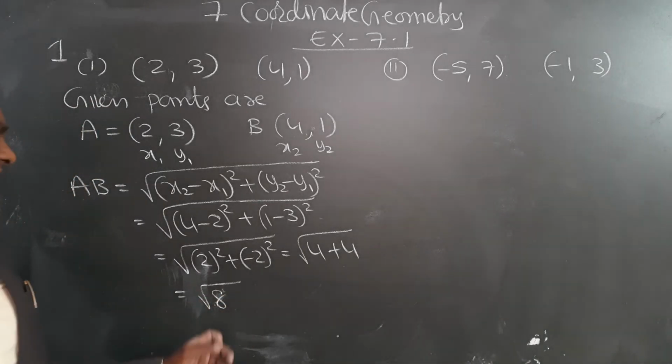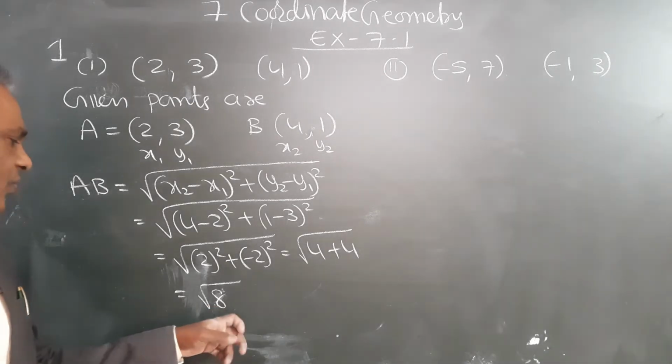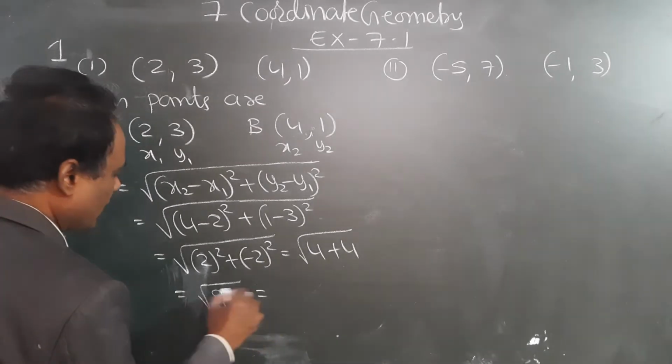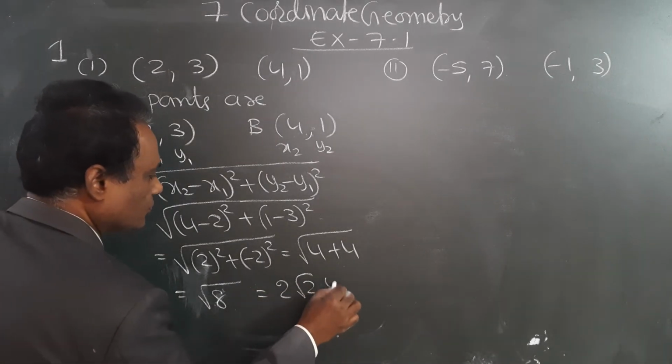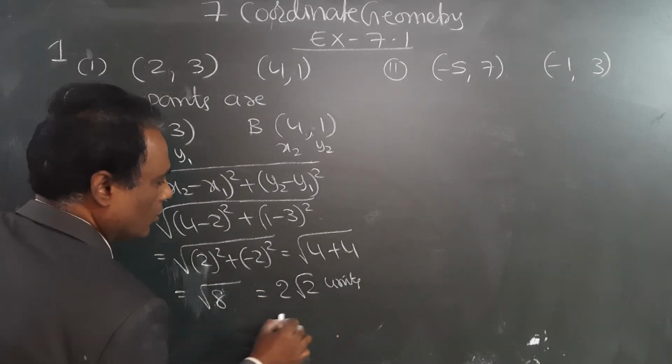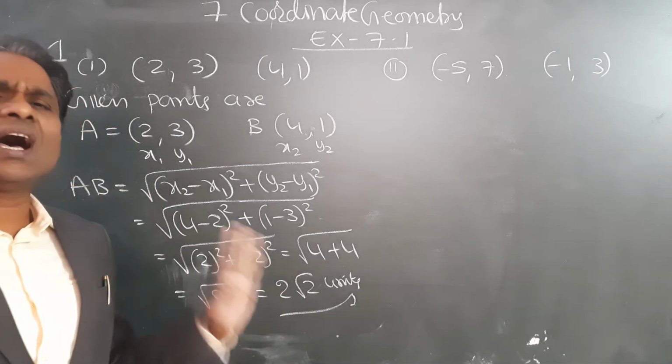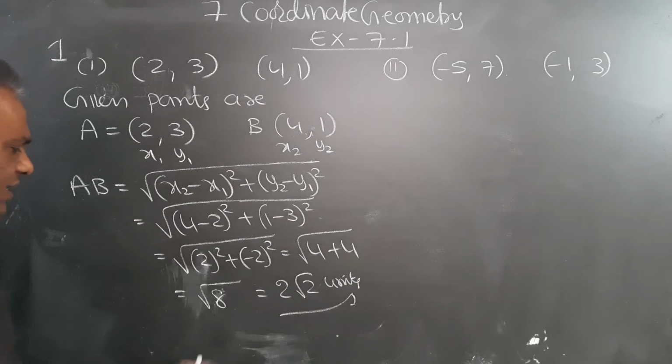We can simplify it. 8 can be written as 4 into 2, 4 outside becomes 2, so 2 root 2 we can also write. But no need, you can leave it here. Units, we don't know whether it is in meters or feet. So 2 root 2 is the answer, or root 8 is the answer. You can leave it here.